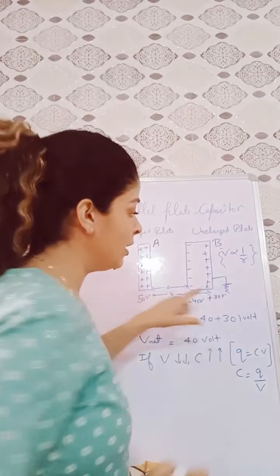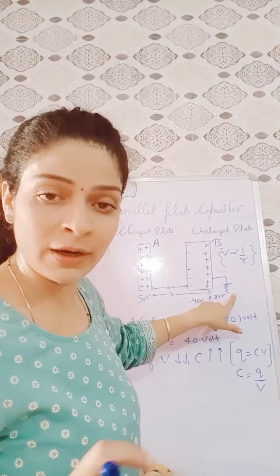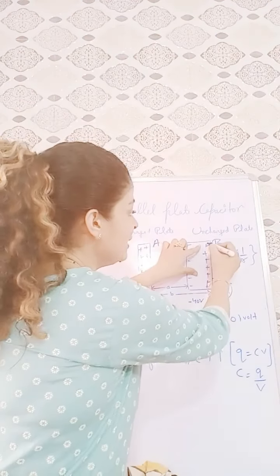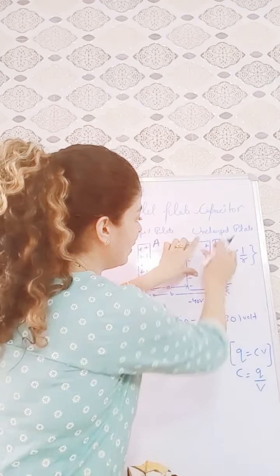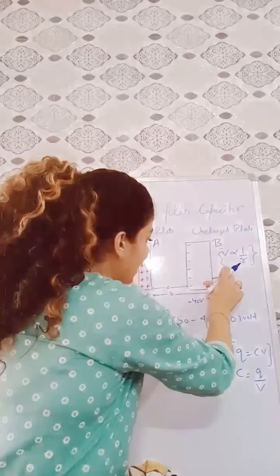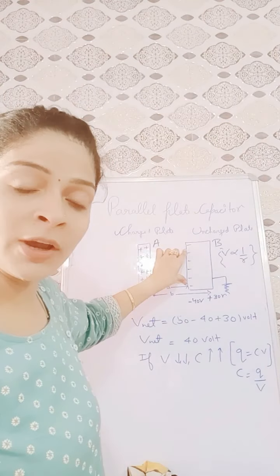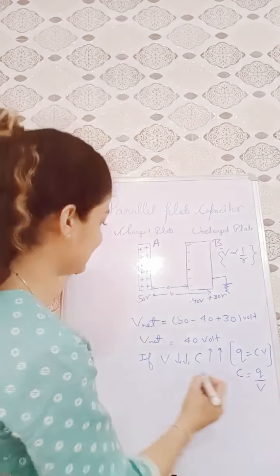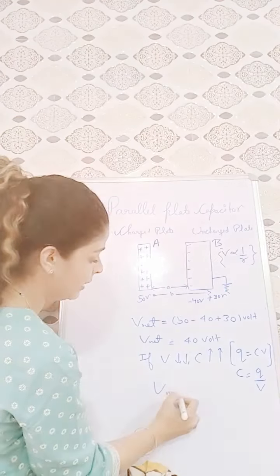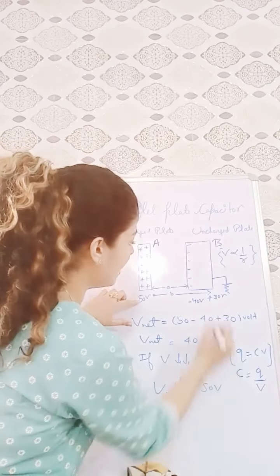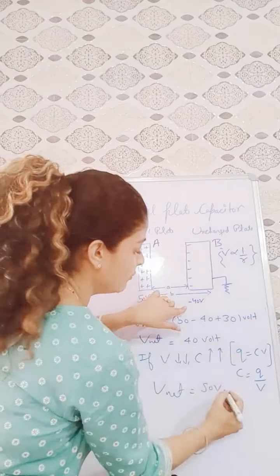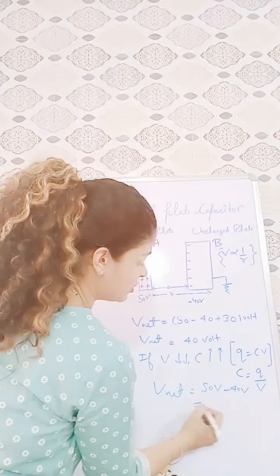Okay, so when we connect this body to the earth, what we'll observe is that these positive charges will go to the earth. That means now the plate B is left with the negative charges. So now if we want to calculate the net potential, let's see what the net potential is now. The net potential is 50 volt minus 40 volt. So the net potential is 10 volt.